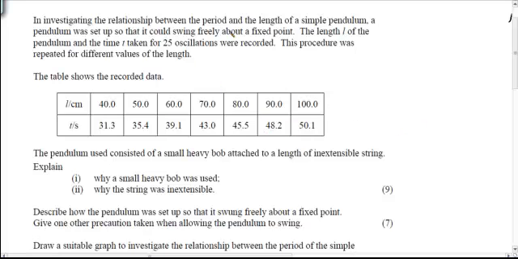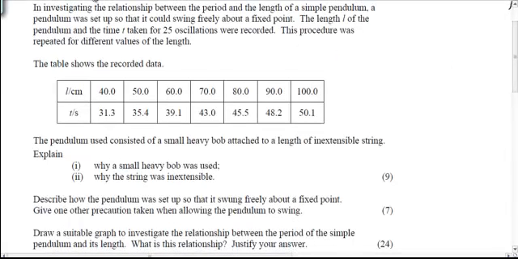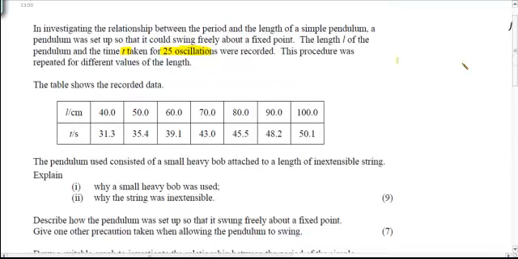So for this, we're investigating the relationship between the period and length of a simple pendulum, and we're going to use this to work out the acceleration due to gravity. First thing is we're given this information here, which is the length of the string, and we're given the time. A big mistake that can be made here is that it's the time taken for 25 oscillations. What the experiment is showing is the period, and the period involves just one oscillation. So that's just something that should jump out at you first.